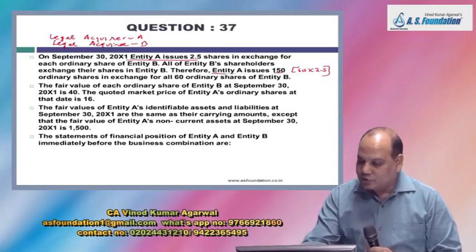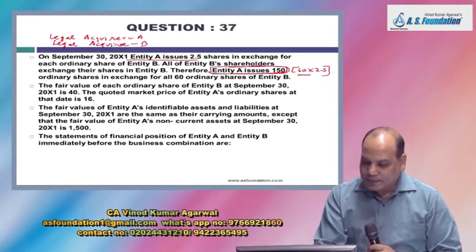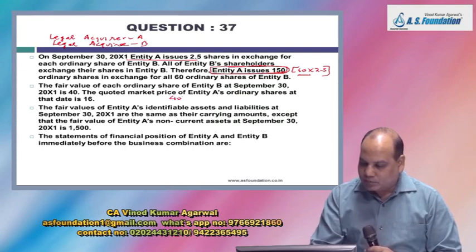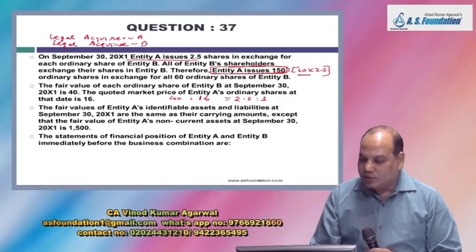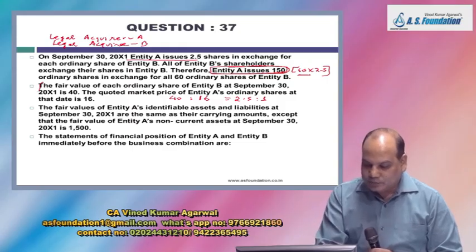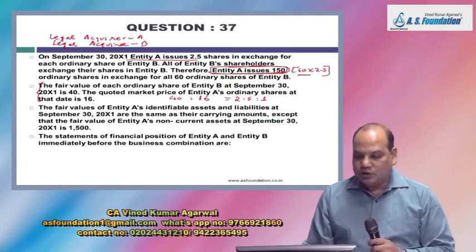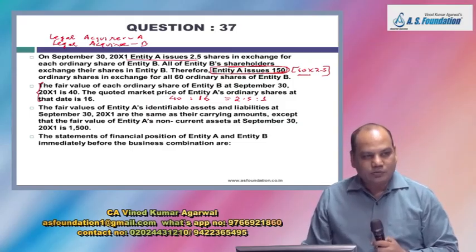If in the exam this ratio is not given or this number is not given, this is how you will calculate it. The fair value of each ordinary share of entity B is 40 and the quoted market price of entity A's ordinary share is 16. So if I look at their ratio of fair value, it is 2.5:1. Is it right? Sometime in the exam they can simply give you this paragraph and they will say share exchange ratio is based on the fair value. Okay.